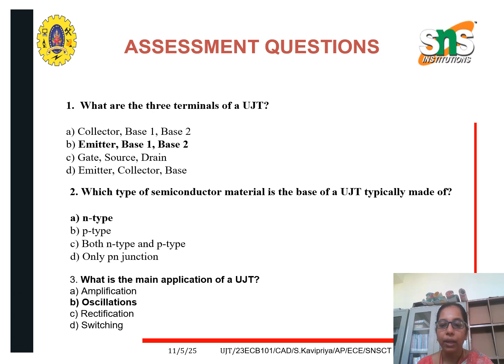What is the main application of the UJT? It is meant for oscillation. The main important application of the UJT is oscillation. It is employed in oscillator circuits.